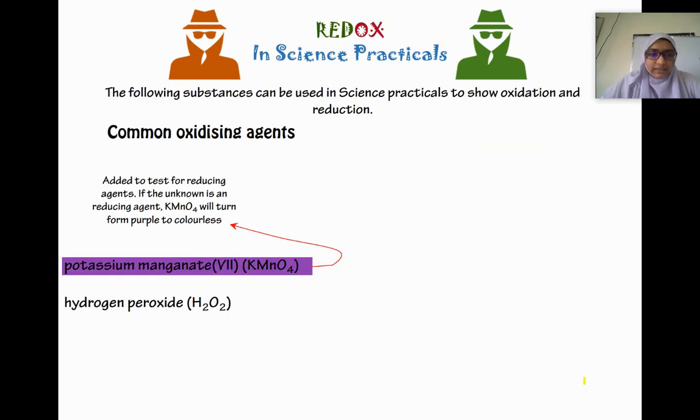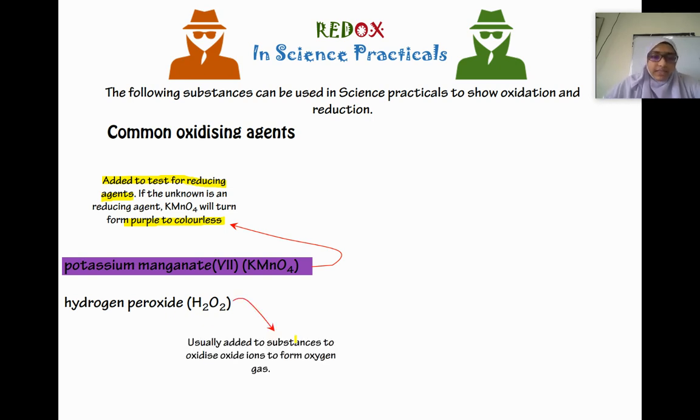So in science practicals, these are the ones that we will always use. Let me just go through them one by one. So potassium manganate is usually added to test for reducing agents. You want to know whether substance X is a reducing agent, you will add potassium manganate. Okay, and if potassium manganate turns from purple to colorless, then you can confirm, yes, substance X is a reducing agent. It has reduced potassium manganate from purple to colorless.